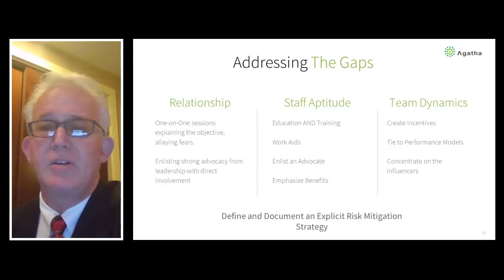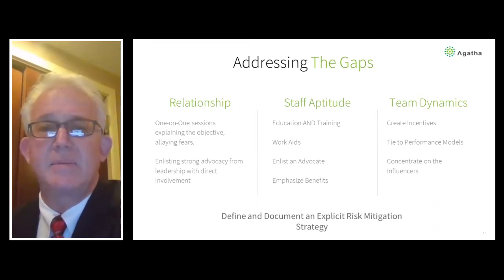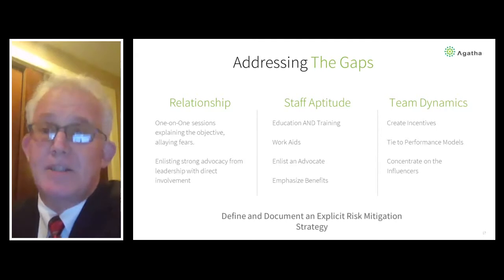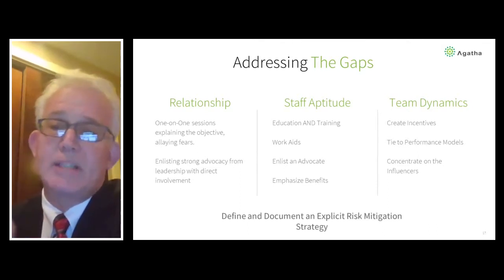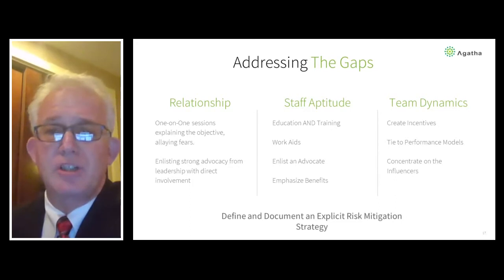Now, once you've done that, there is another question: what about mitigating that issue? In the last slide, that was a radar chart of a site that had some issues around staff aptitude, for instance. Pretty obvious what you can do, but it makes sense to write it down. What are the gaps? And what's the risk therefore? And then what is the risk mitigation strategy?